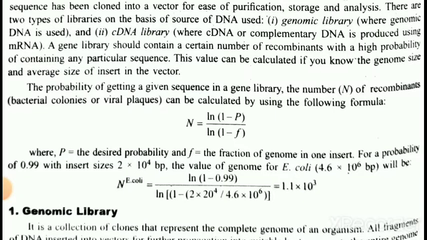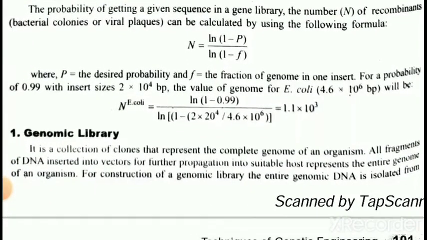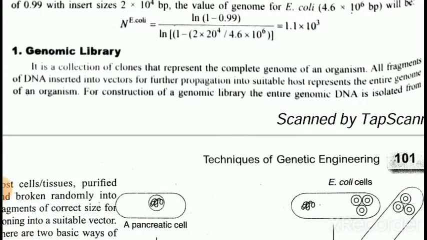A gene library should contain a certain number of recombinants with a high probability of containing any particular sequence. This value can be calculated if you know the genome size and average size of insert in the vector. The probability of getting a given sequence in a gene library, the number n of recombinants, bacterial colonies or viral plaques, can be calculated by using the following formula, where p equals the desired probability and f equals the fraction of genome in one insert. For a probability of 0.99 with insert size as 2 × 10^4 bp, the value for the genome of E. coli, 4.6 × 10^6 bp, will be, see formula.